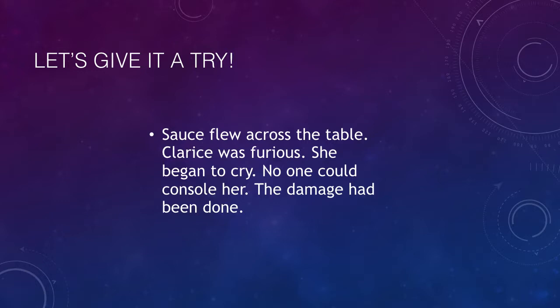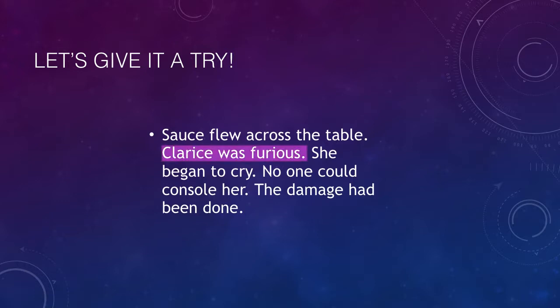So right away we know two things have happened. Sauce flew across the table and Clarice was furious. I'm going to point out and box a sentence so that I can expand on my writing to give us some more details of what's going on. Right away my questions are, how did the sauce fly across the table? Or why did the sauce fly across the table? And why did Clarice become so upset?